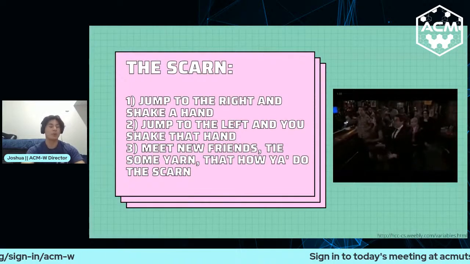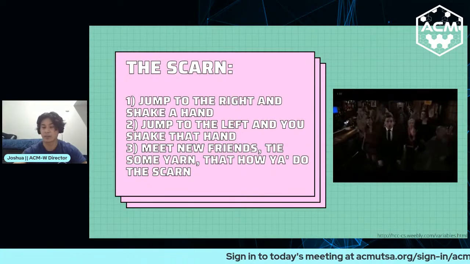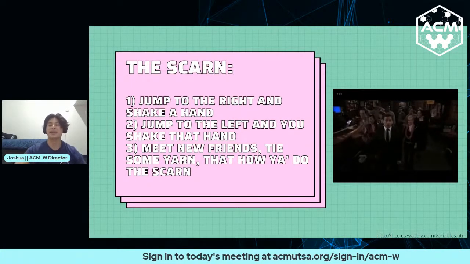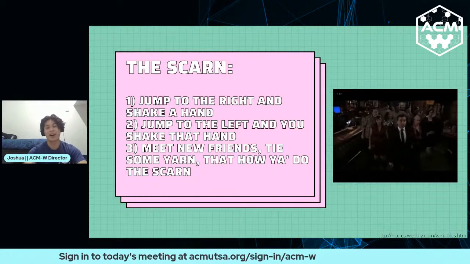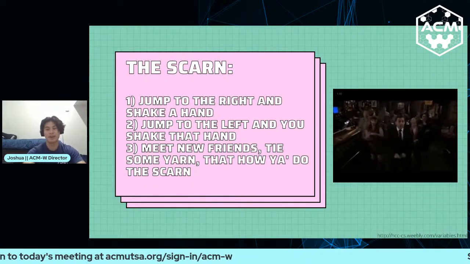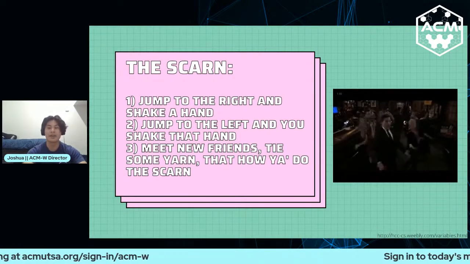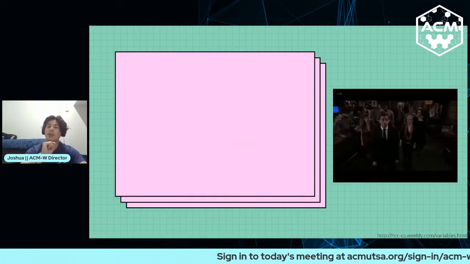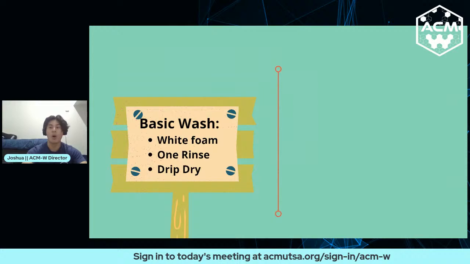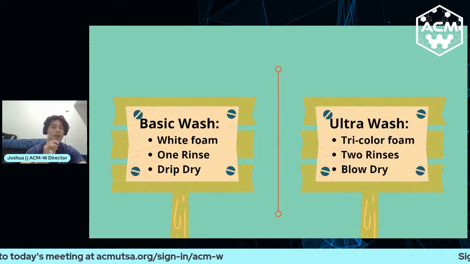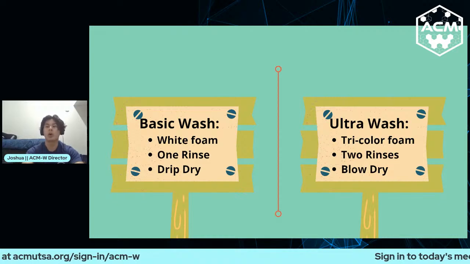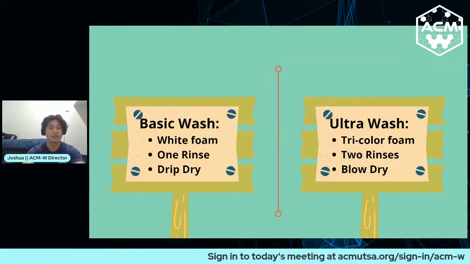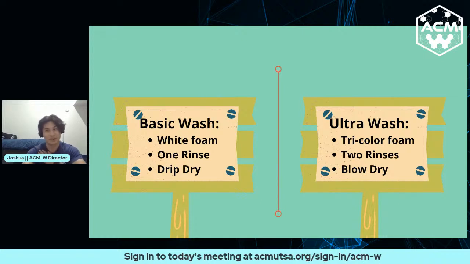So now I want to talk about parameters, which is going to be the last concept for today. So here's a little story. Growing up, my siblings and I loved going to the car wash, and depending on how much money my parents were willing to pay, we would have a different experience each time. For $6, we would get the most basic car wash with the white foam, 1 rinse, and a drip dry. But if my parents were willing to spend $12, then we would get the tricolor foam, 2 rinses, and a blow dry. That was quite the adventure for 7-year-old me.